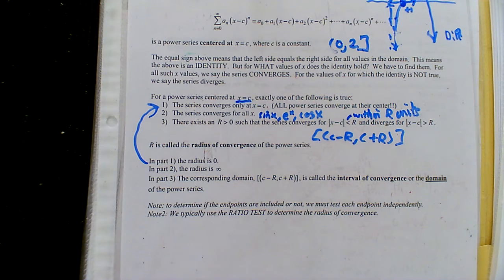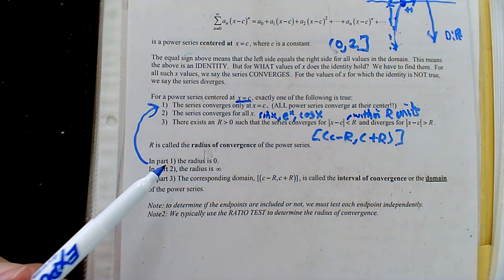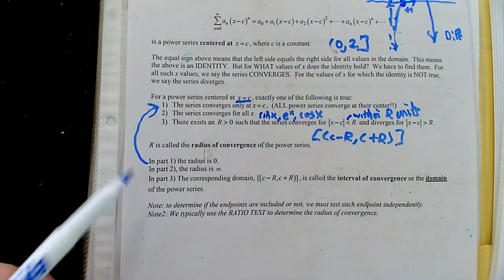So if you're centered at 0, and it only converges at that center, you know your radius is 0. If you go any bit to the left or any bit to the right, you know that it's not exactly the same. It only converges there. So the radius would be 0.